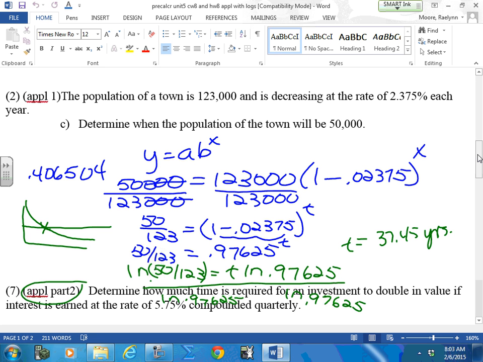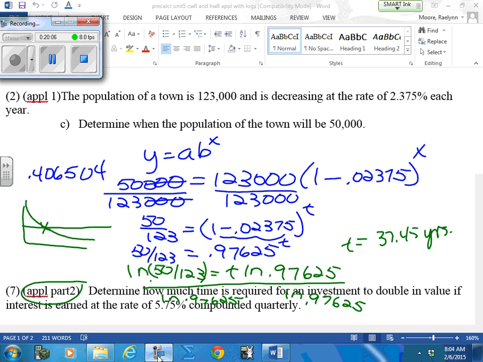Questions? Not getting happy faces out here. So you have 12 minutes before the end of the period. It's a good time to work on these.